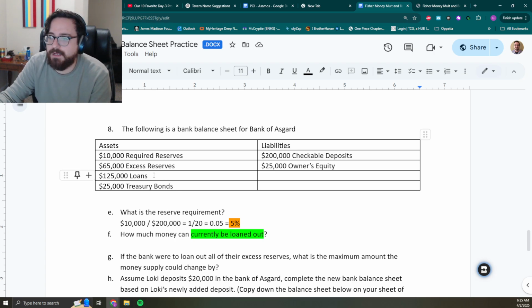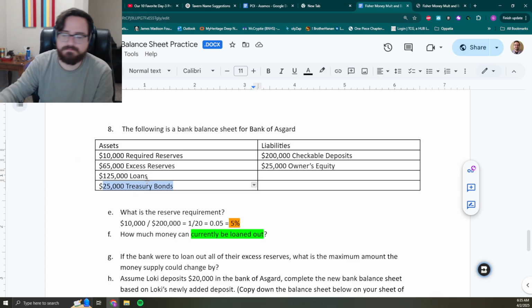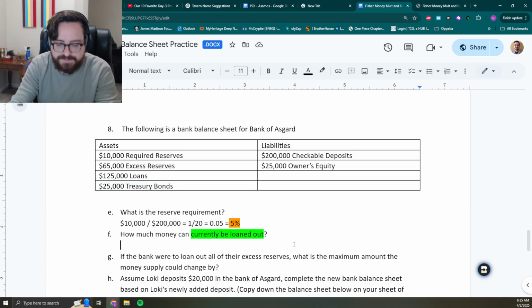Unpause. Again, this money had been loaned out. That money's gone. The bonds, the money's technically been loaned out to the government, but also it's gone. It's not money. They can't loan out the bond again. They can sell it to somebody else, but that's not them loaning it. That's them transferring the debt. Here is our loanable funds right here, our excess reserves, 65,000.